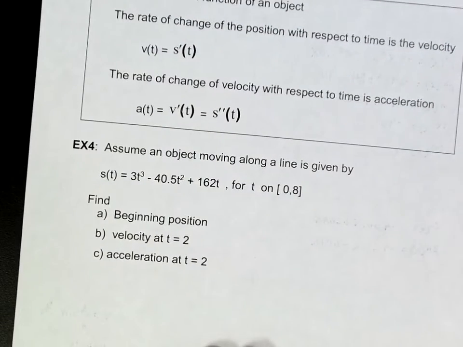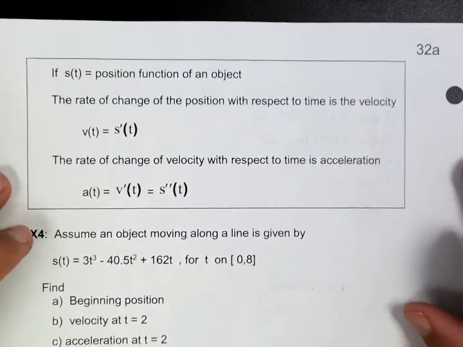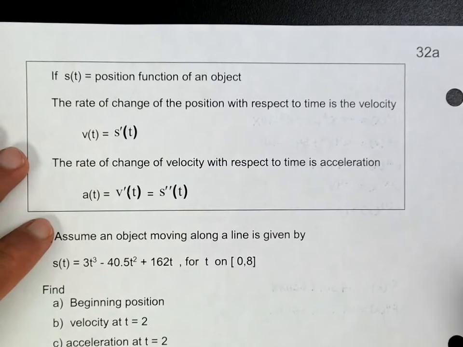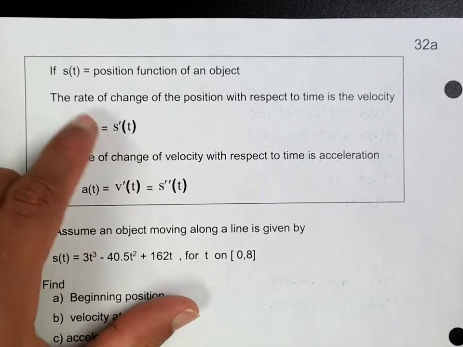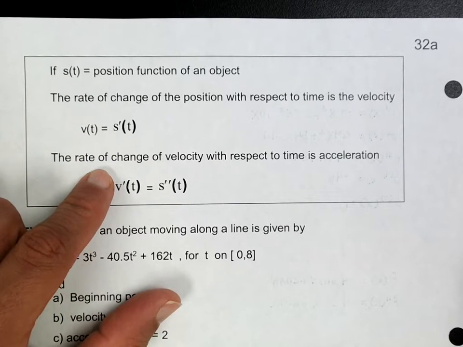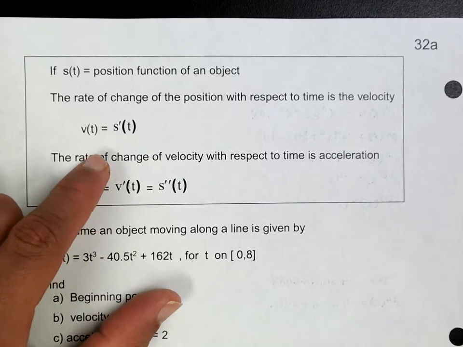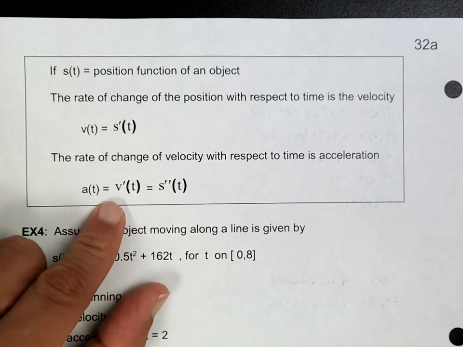Now here we're going to learn a little bit of physics. Alright, so it says right here, if s of t is a position function of an object, so just to make sure we understand, a position function, if I plug in a time, it will tell me the location of that object at that specific time. So the rate of change of the position with respect to time is the velocity. So if I take the derivative of the position function, I get velocity. And the rate of change of velocity with respect to time is acceleration. So if I take the derivative of velocity, or the second derivative of position, I get acceleration.